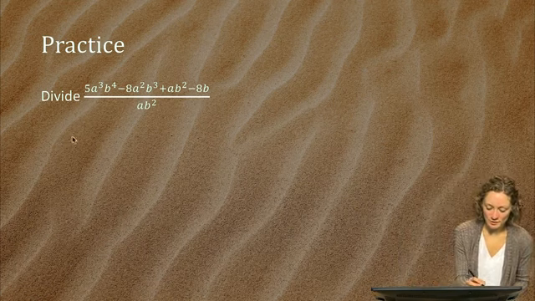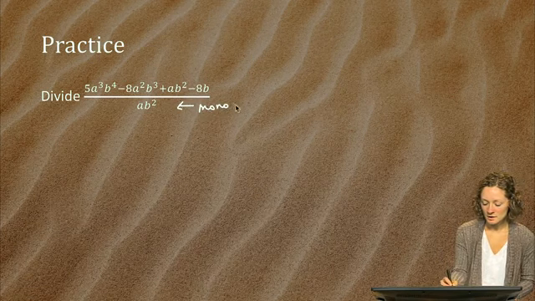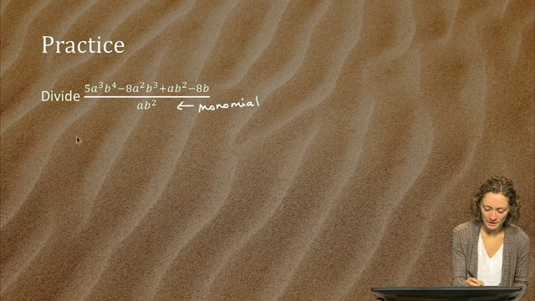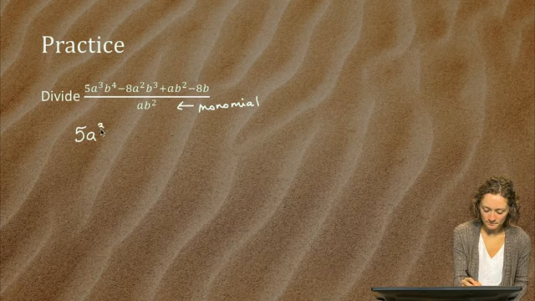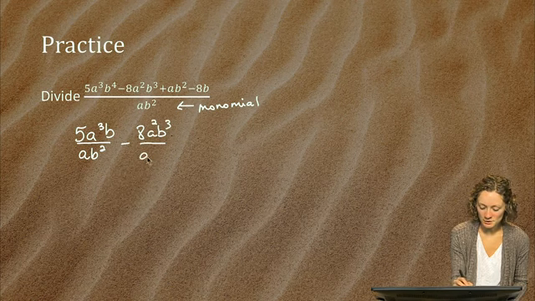Okay, so let's break this apart. We're dividing by a monomial, and you don't have to write that ever when you're working the problem out. I just want you to recognize what it is. Break this into 4 separate fractions. For this one, it's 4 separate fractions.